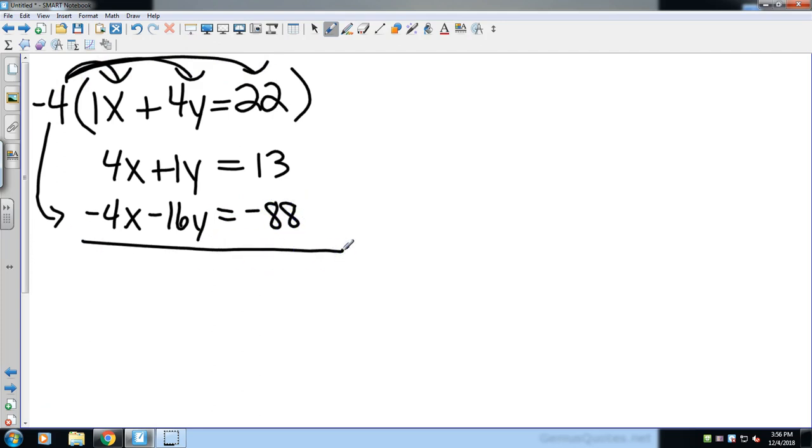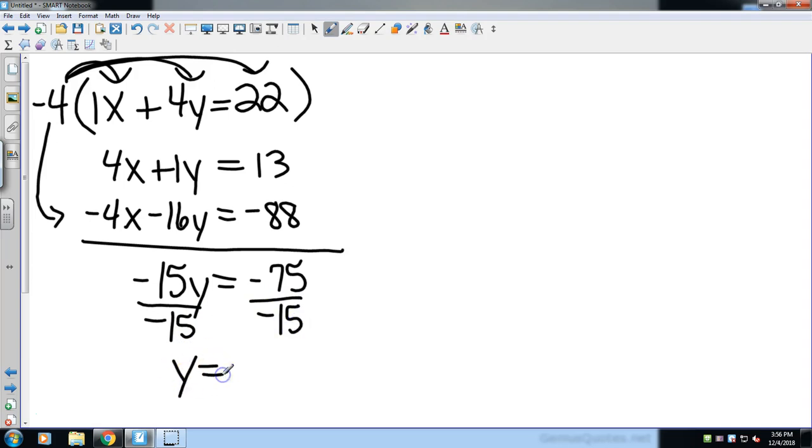This is a pretty intense problem, quite a few more steps than the first one. So now, in this case, my 4x's do cancel because I have 4x minus 4x. I just do what the signs tell me to do. 1y minus 16y is negative 15y. And then 13 minus 88, that's going to be negative 75. Divide both sides by negative 15. And in this case, y is going to be positive 5. So in my answer, I don't know what my x value is yet, but my y value is going to be positive 5.